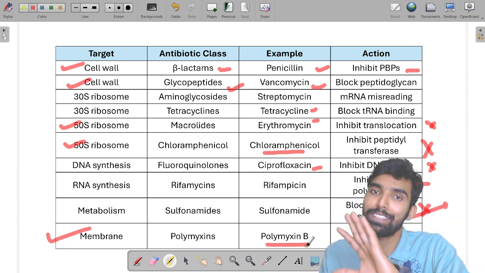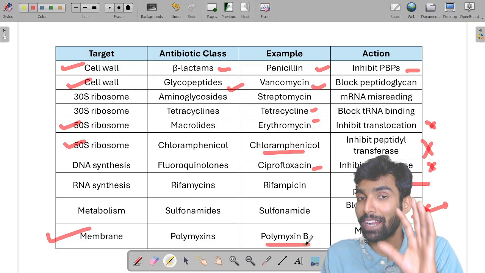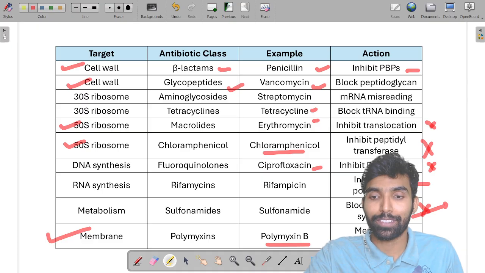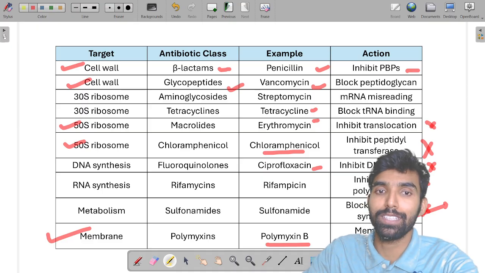If you remember this table, that's also okay, but please pay attention. You will get at least 2 questions from here. Okay, so that's all for today.